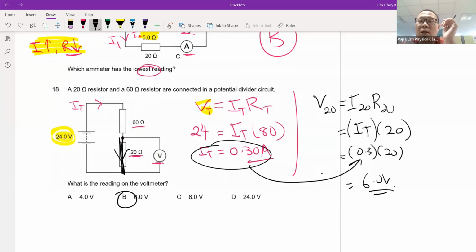This method of doing, I would say, is the basic use of the formulas. There are other ways of getting the answer 6 volts. Some can be faster, some can use the potential divider rule, whereby you can get the answer straight away. If you need to know other methods of solving, you can look at my other videos on circuits.